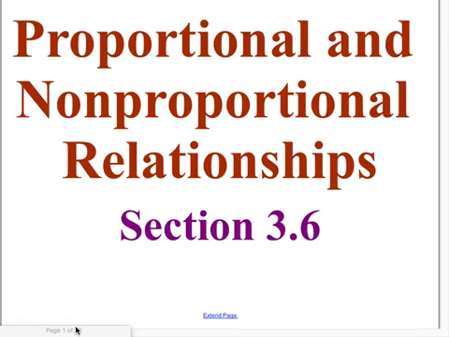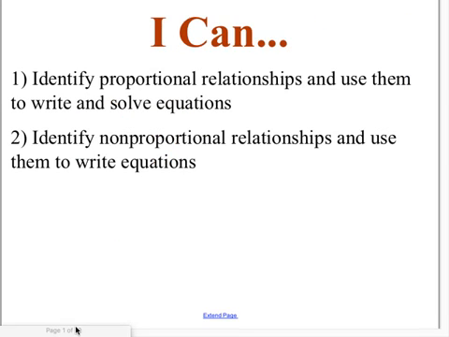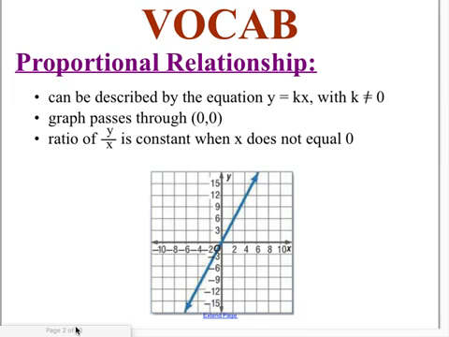Hello class, today we are talking about section 3.6, which discusses proportional and non-proportional relationships. By the end of the lesson, you'll be able to identify what a proportional relationship is and use that to write and solve equations. You will also be able to identify a non-proportional relationship and write equations for those.